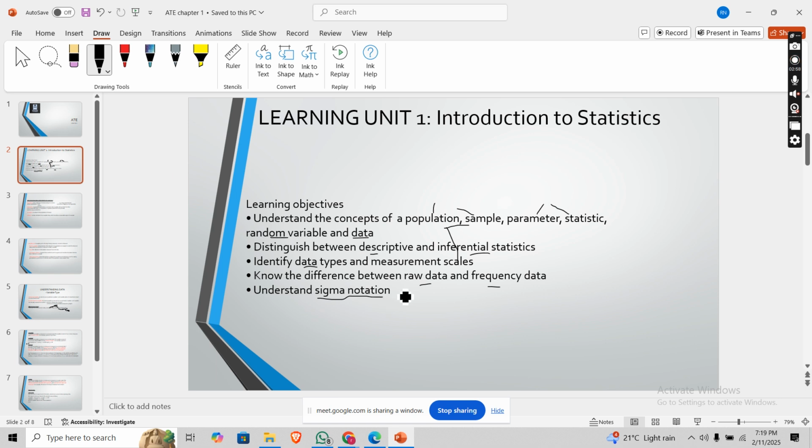and then lastly we will explain more about the sigma notation, but you don't have to worry about the sigma notation right now, because you're going to encounter it firstly in learning unit 4 when we're dealing with Pearson's product moment correlation coefficient.